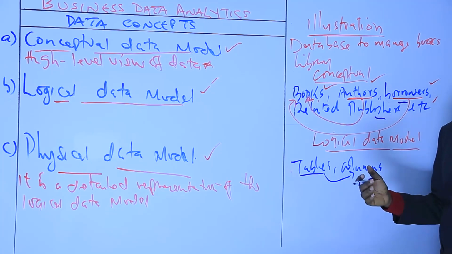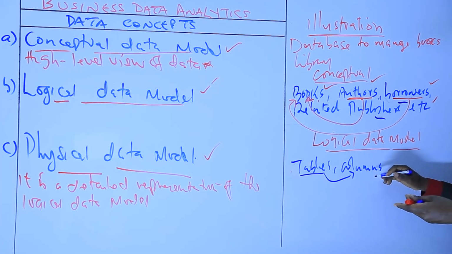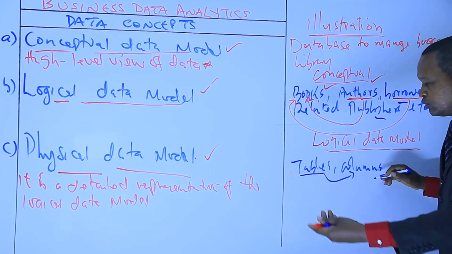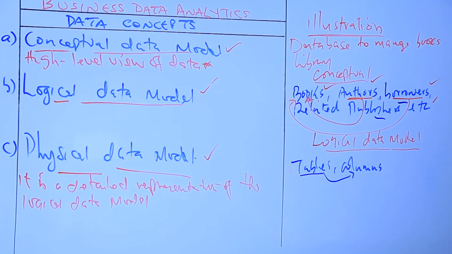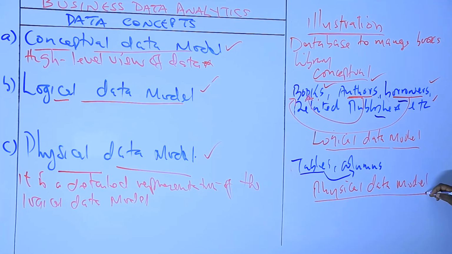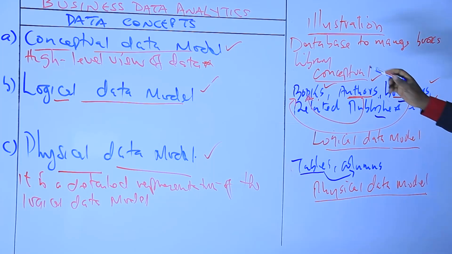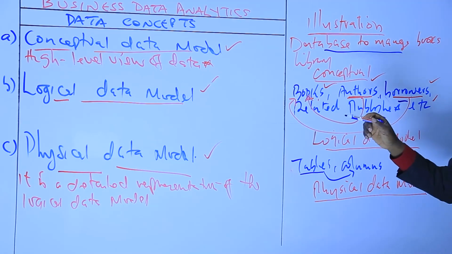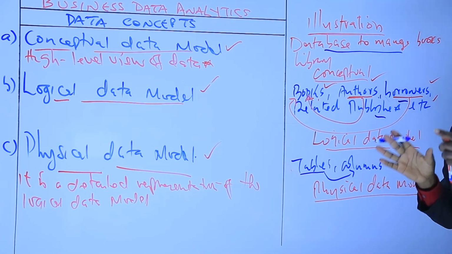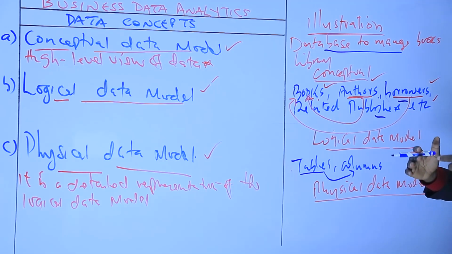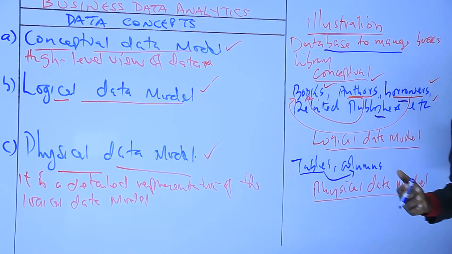For example, a book may have a foreign key referencing the author's table, indicating which author wrote the book, and so on. So those are now the details. Then we have the physical. Now, candidates, the physical data model in a database to manage books will specify the physical implementation of the database.